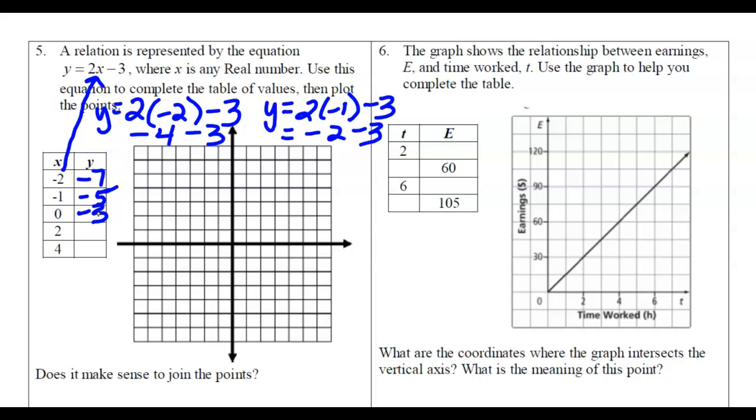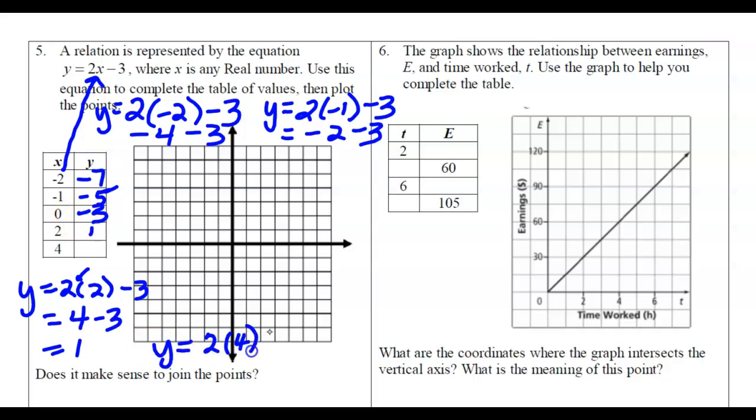Okay, now put 2 in. Do it down here. y equals 2 times 2 minus 3. So order of operations, I've got to multiply first. So that's going to be 1. And then when x is 4, y equals 2 times 4 minus 3. So that's 8 minus 3 is 5. And now plot those points.